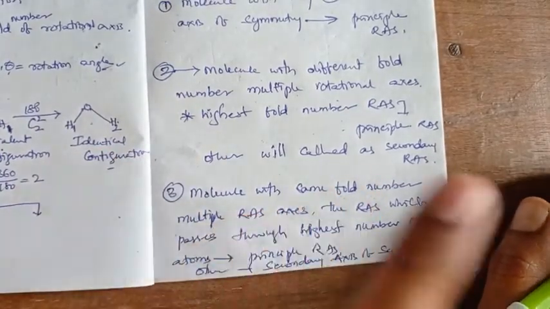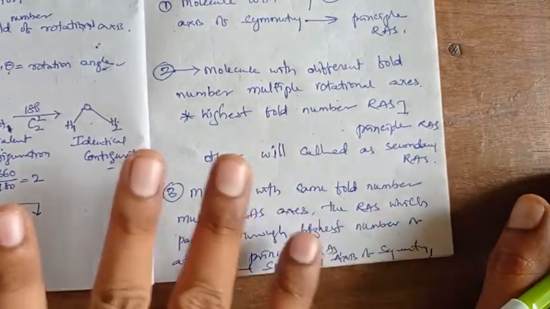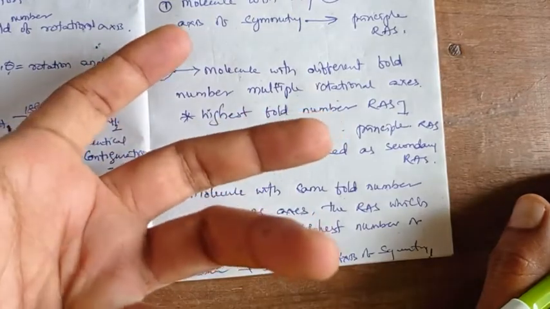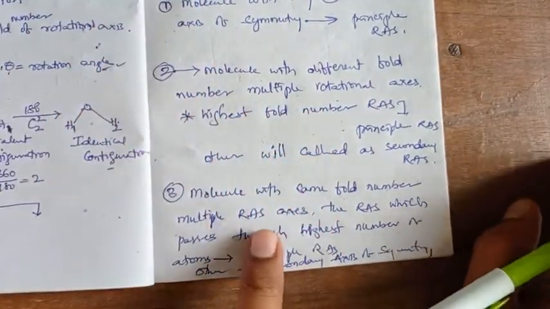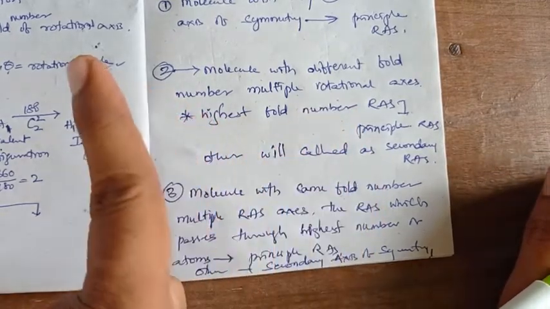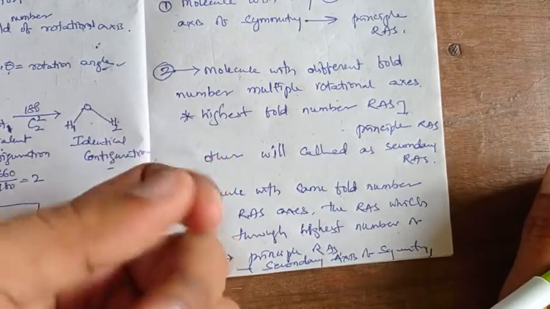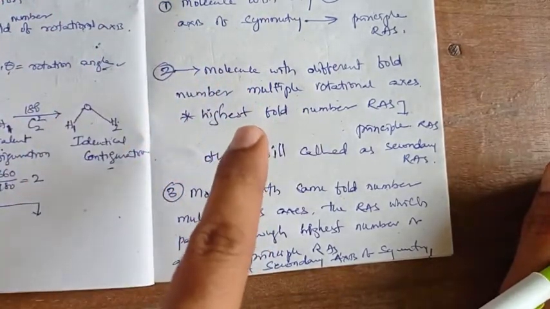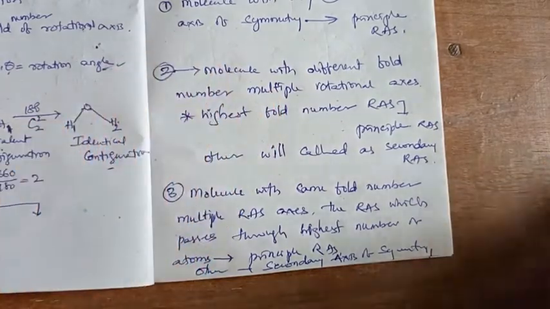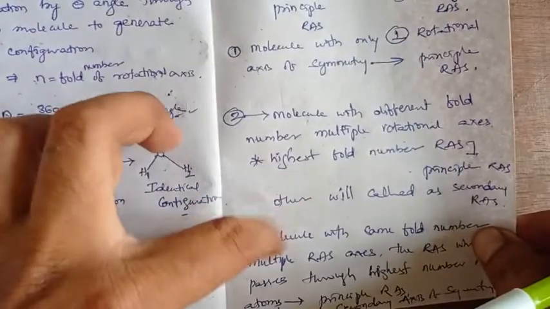The other case: when the molecule has multiple rotational axes and the fold number is the same, right? In that case, the rotational axis which passes through the maximum number of atoms is considered the principal axis. Other than that will be considered secondary axes of symmetry, right? Let us check the examples. There you will come to know exactly these points, right?